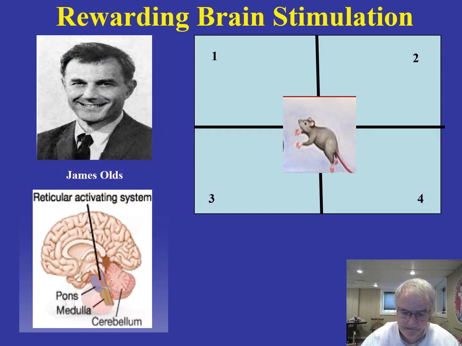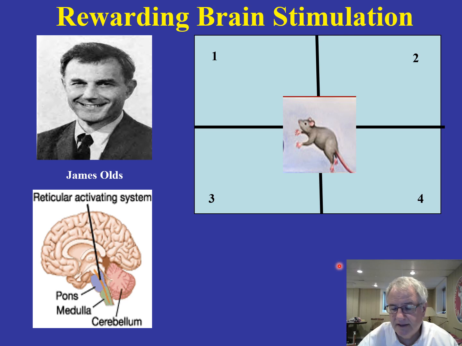So let's talk now about this very interesting experiment performed by James Olds, who you see there, and his then student at the time, Peter Milner, in which they were exploring this area of the brain that you see right here, which is called the reticular activating system, which at the time psychologists believed was involved in the arousal process.